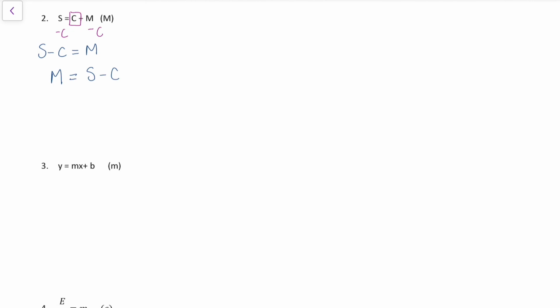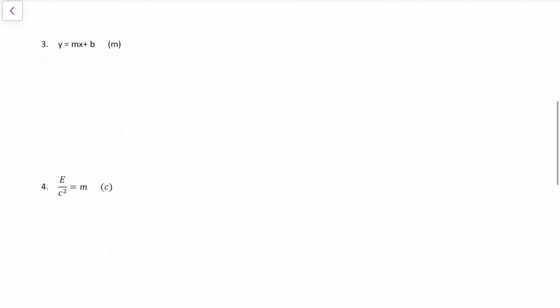And for question number 3, I have a plus b, and I have a multiply x, and if you remember when we're solving linear equations, we have to do the order of operations backwards. And so we're going to undo the plus b first. So how do we get rid of a plus b? We subtract b. So we end up with y minus b equals mx.